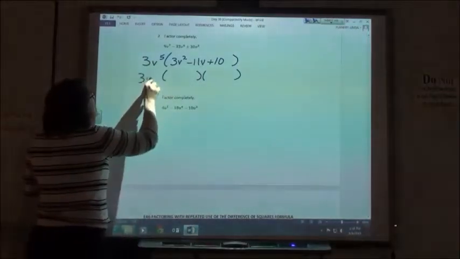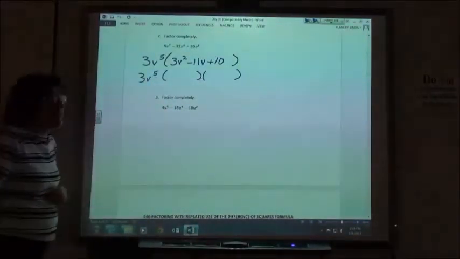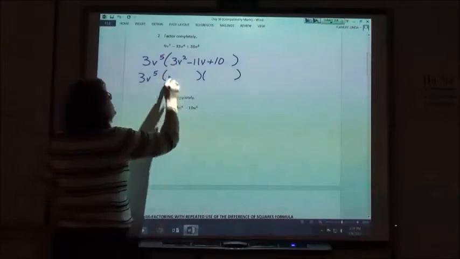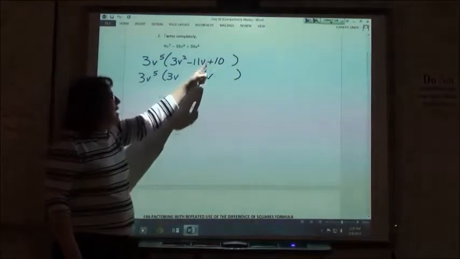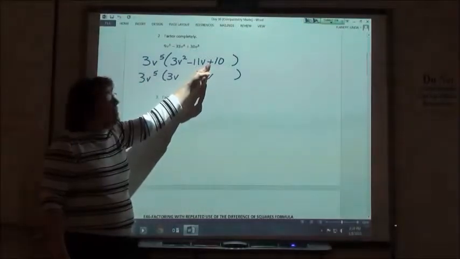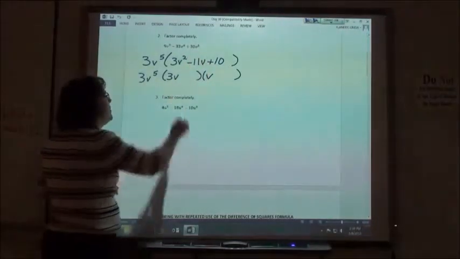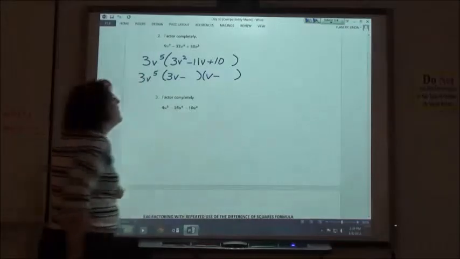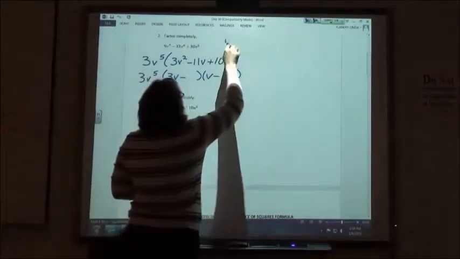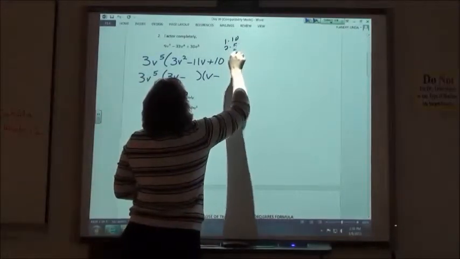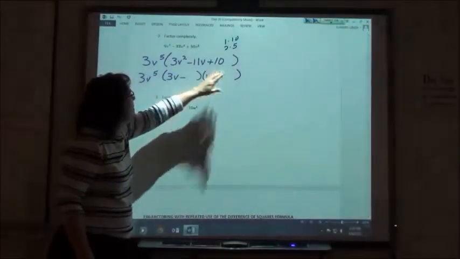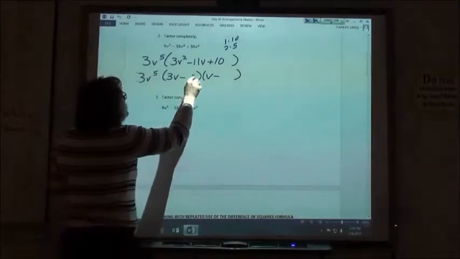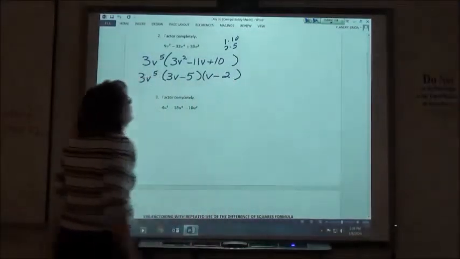It may or may not factor again, but I've got to check to see if it does. Factors of 3v squared, 3v, and v. The end is a positive. If the end is a positive, both signs are the same as the middle, negative and a negative. Factors of 10. 1 and 10 or 2 and 5, probably the 2 and the 5. I probably don't want to do 3 times 5 because that's already 15. So I'm going to try my 5 here and my 2 here.